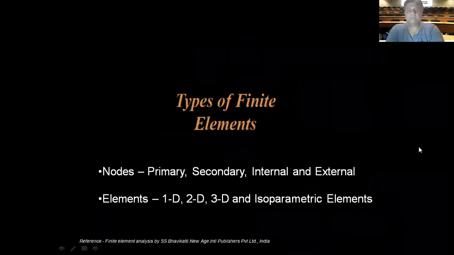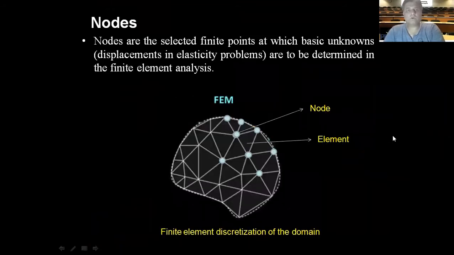In today's lecture, we will discuss different types of nodes and elements used in finite element analysis. For doing the finite element analysis, you have to discretize the domain. That simply means you have to convert the continuous volume into discrete volume, or convert the infinite number of points or volume into a finite number of points or volumes. For that we use finite elements.